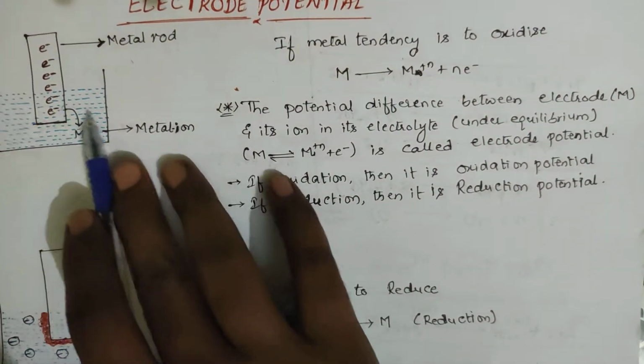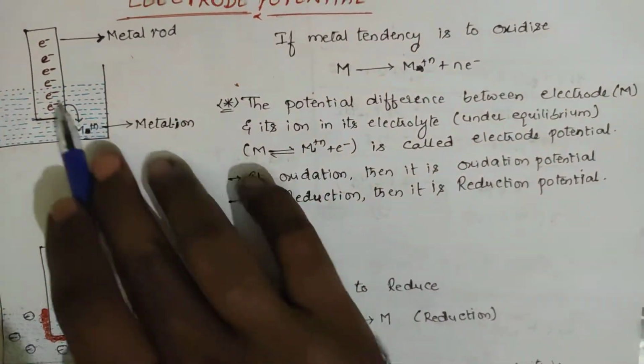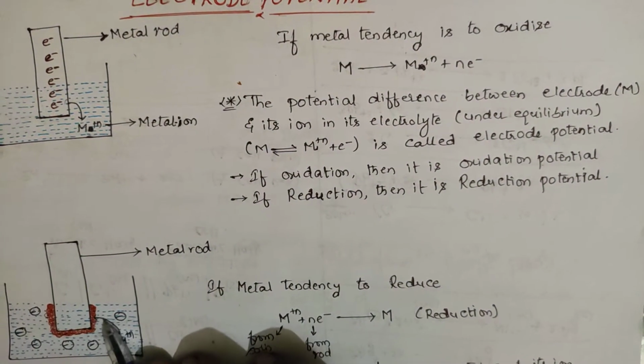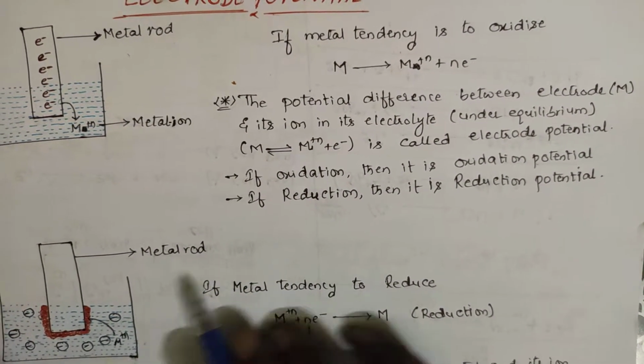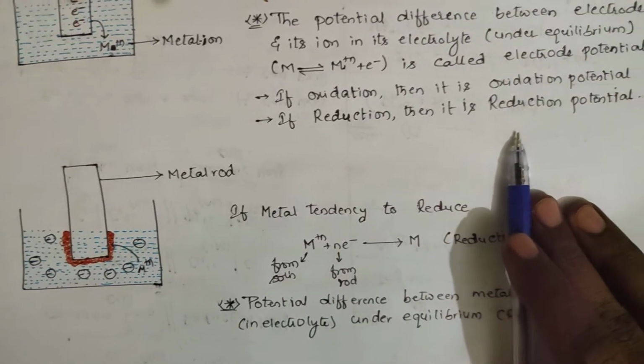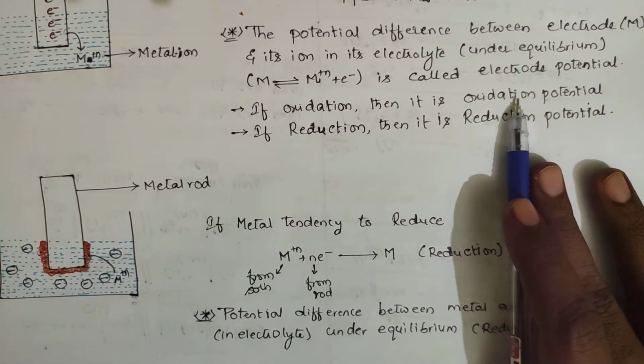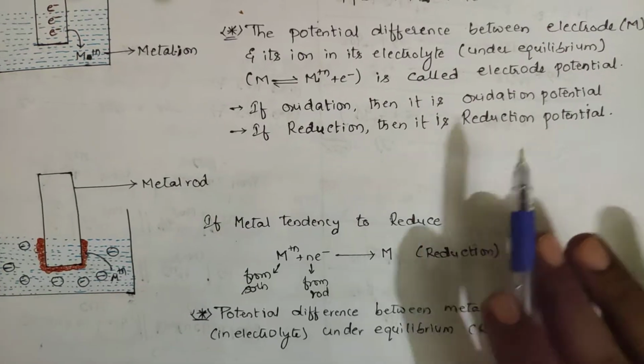If oxidation is occurring in this cell, this is called the oxidation potential. If reduction occurs in the solution, then that is called the reduction potential. Clear? If oxidation occurs, that is called the oxidation potential. If reduction occurs, that is called the reduction potential.